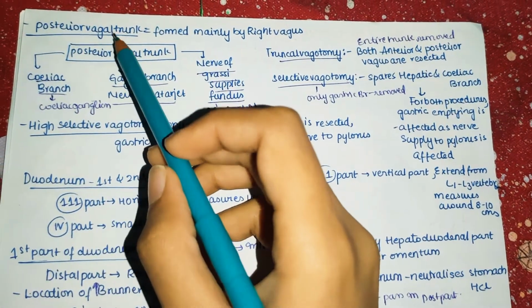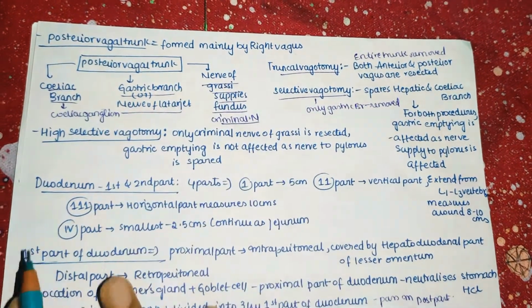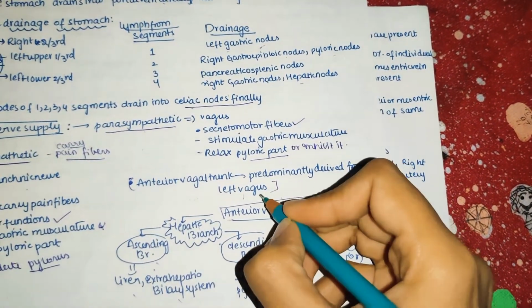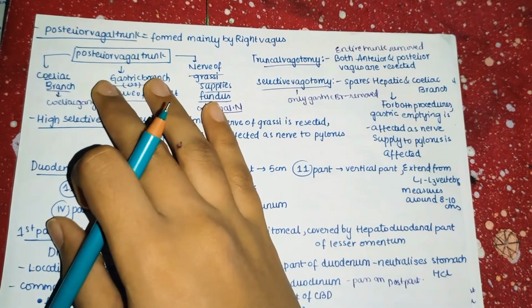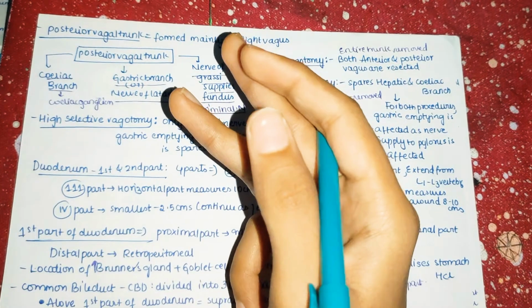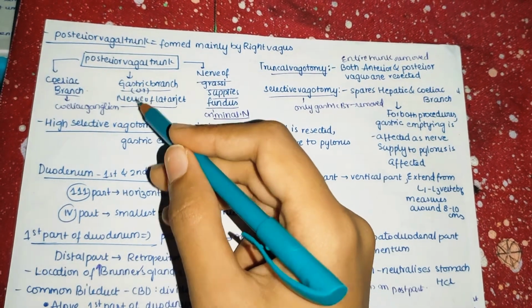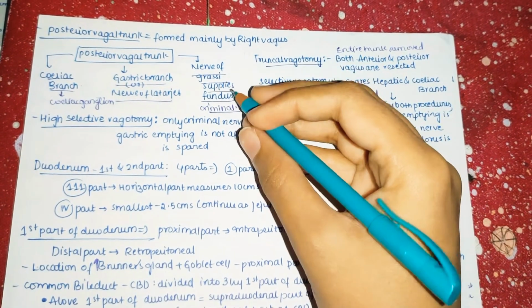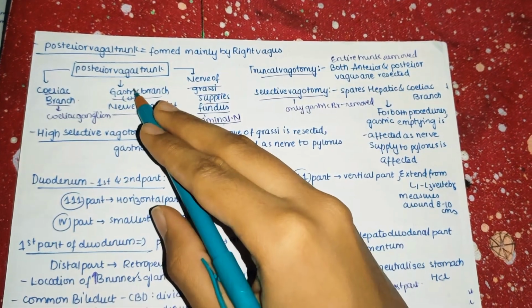Now let us see the posterior vagal trunk. It is mainly formed by the right vagus. We have seen the anterior vagal trunk is formed by the left vagus, right? Here you can see clearly, anterior vagal trunk formed by left vagus, but the posterior vagal trunk is formed by right vagus. This posterior vagal trunk is divided in turn into three branches. One is the celiac branch, which also gives rise to celiac ganglia, another is the gastric branch, also called the nerve of Latarjet, and the other is the criminal nerve of Grassi, which supplies the fundus. So this is the posterior vagal trunk.